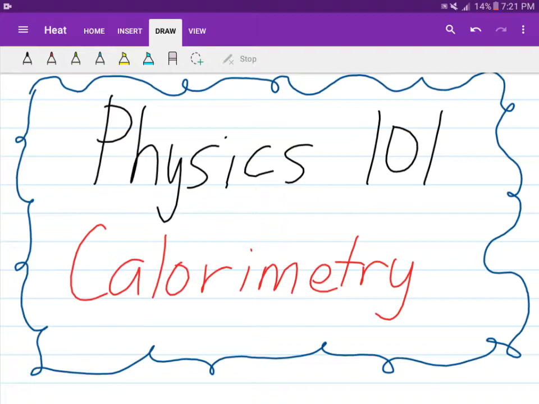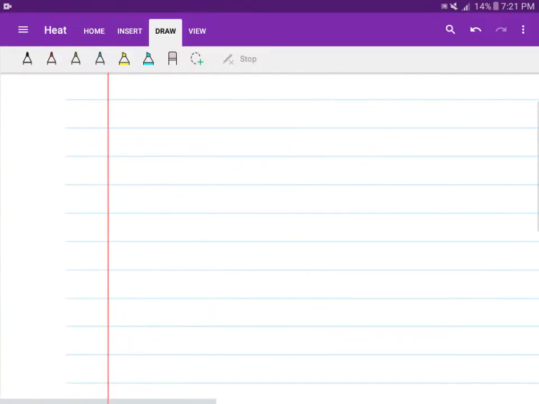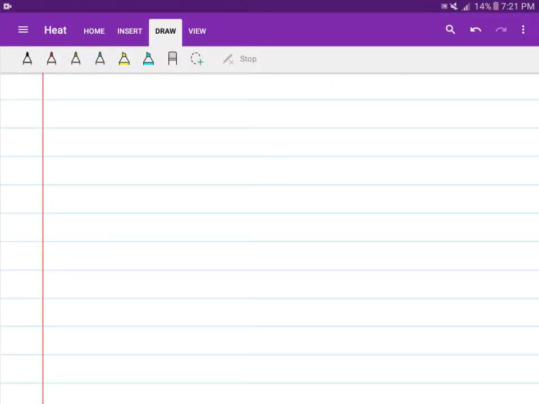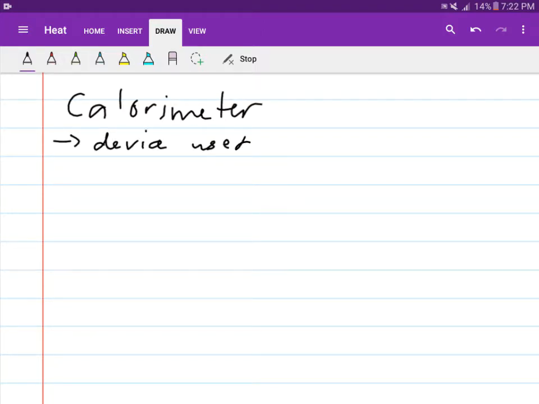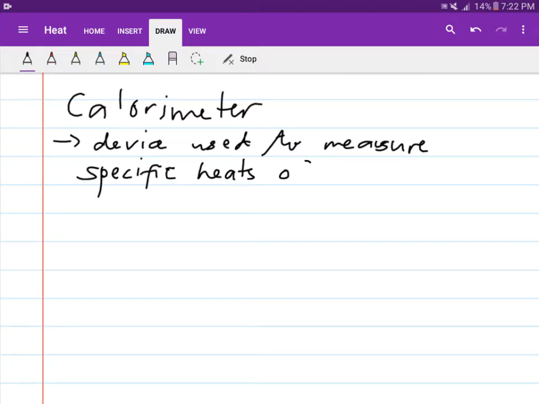This is a lesson on calorimetry. So a calorimeter is a device used to measure specific heats of objects.